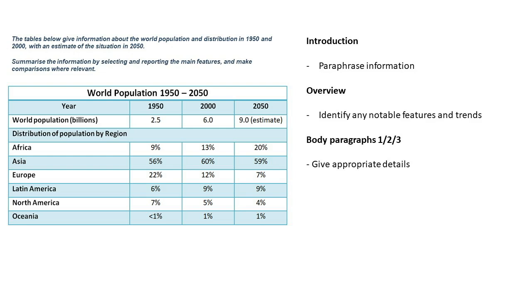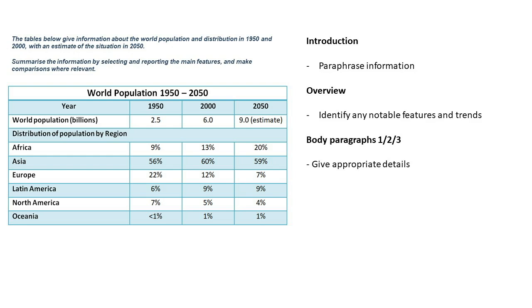Back to the beginning, how do you structure a table? Well, it's the same as always, an introduction, an overview, and then 1, 2 or 3 body paragraphs, depending on what makes sense. Our introduction, again, as always, is to paraphrase the statement that they give us in the question. Then we have an overview, finding the main features, and then we give our body paragraphs.